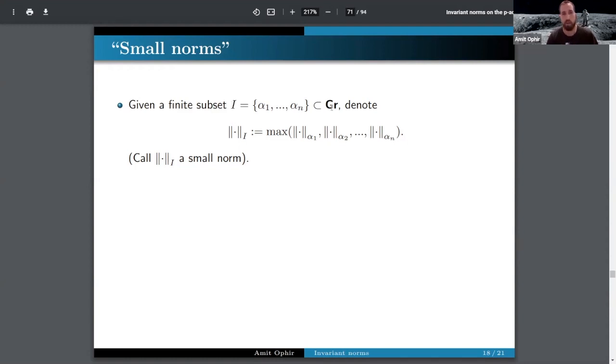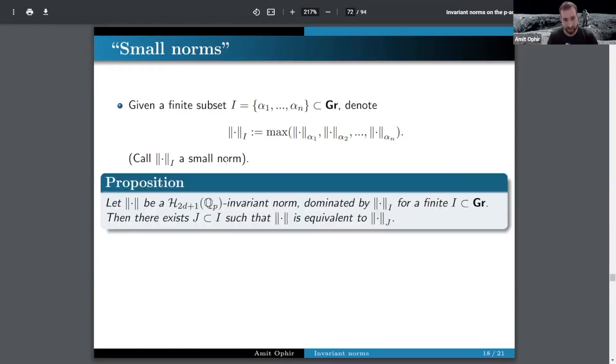If you take a finite set I of the Grassmannian, I'll denote by norm I the maximum of these finite numbers of norms, norm alpha 1 up to norm alpha n. I will call such a norm a small norm, or norms that are equivalent to it. And here's the question. We can take a finite set of norm alphas, take their maximum. This is a strictly larger invariant norm, and we can ask ourselves, are there any new norms underneath it? Certainly norm alpha 1 is underneath it and norm alpha 2 is underneath it, but could we have something entirely new? And the answer is no.